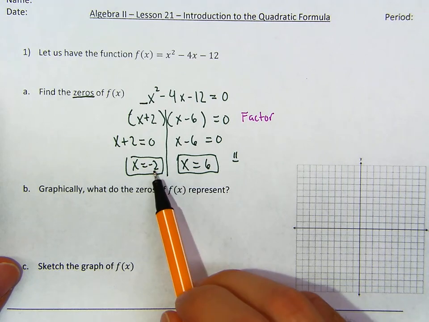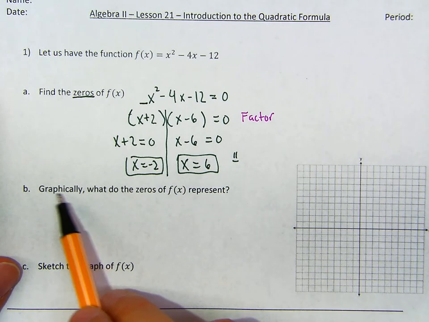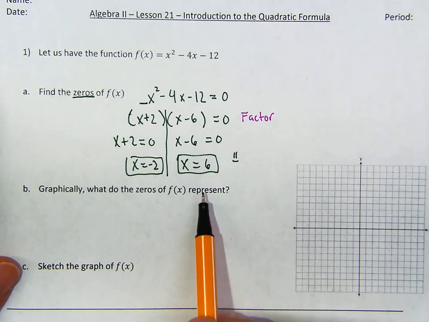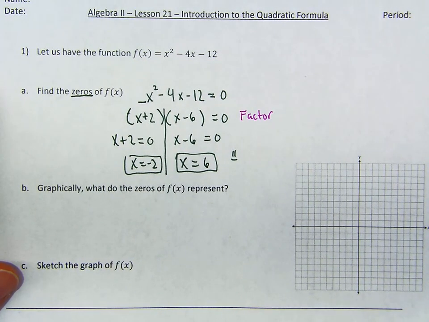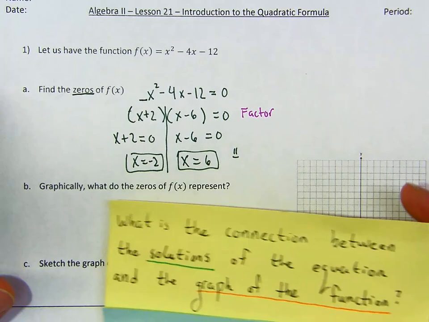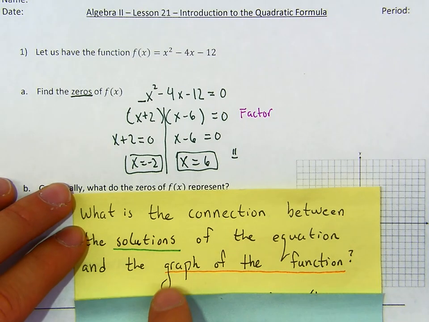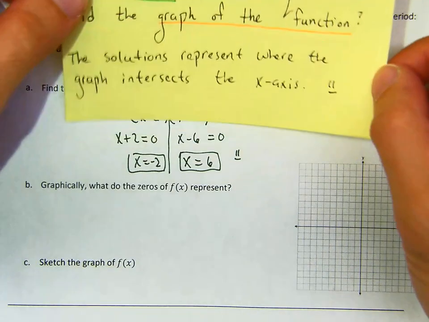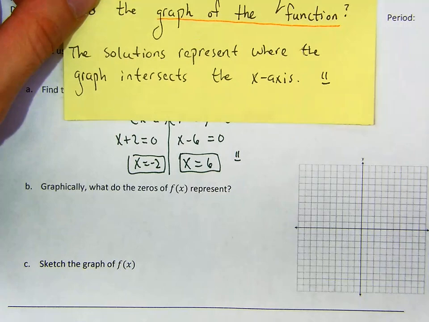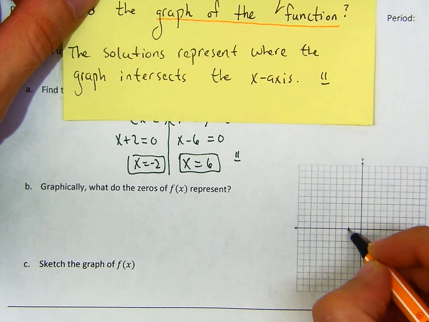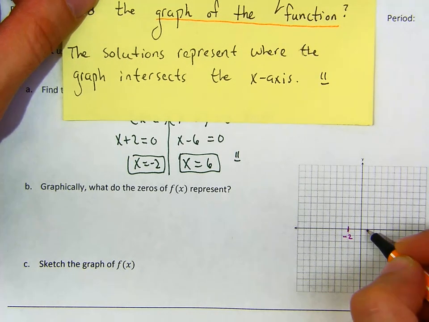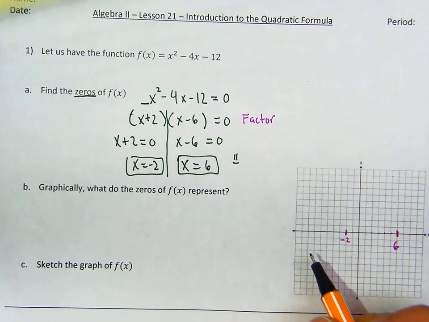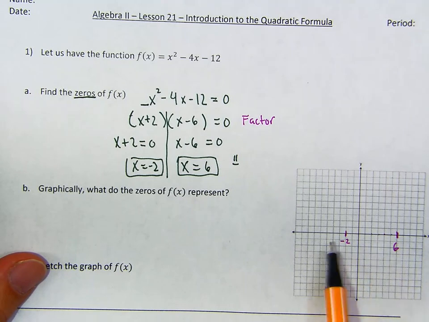When we get that negative 2 and that positive 6, graphically, what do the zeros of this polynomial f of x represent? Okay, pause the video and try and make that connection, right? This is the question I had before. And what do these two numbers represent? They represent where the graph intersects the x-axis. So you know at negative 2 over here and that positive 6 over here, 1, 2, 3, 4, 5, 6, you know that the graph has to hit the x-axis at these two points.